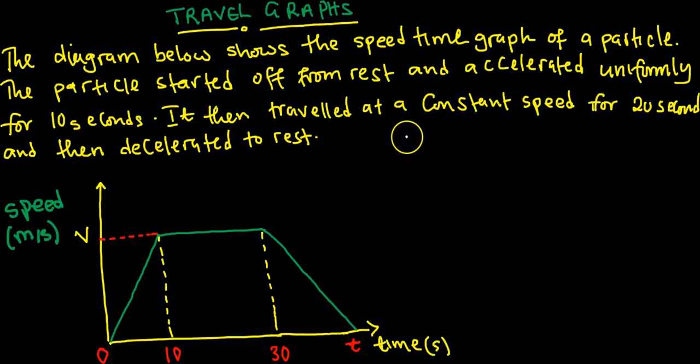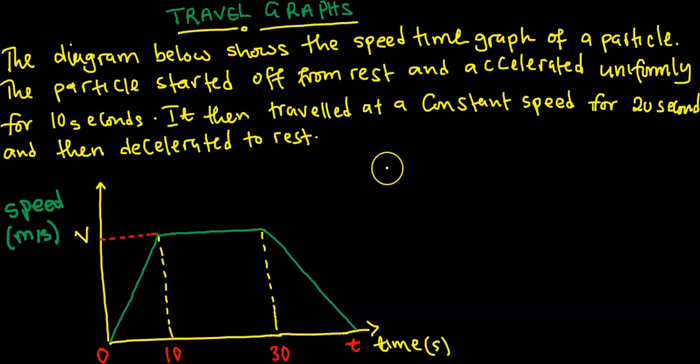The diagram below shows the speed time graph of a particle. The particle started off from rest and accelerated uniformly for 10 seconds. It then traveled at a constant speed for 20 seconds and then decelerated to rest. The first question is: find the speed v the particle reached if its acceleration was 2 meters per second square in the first 10 seconds.